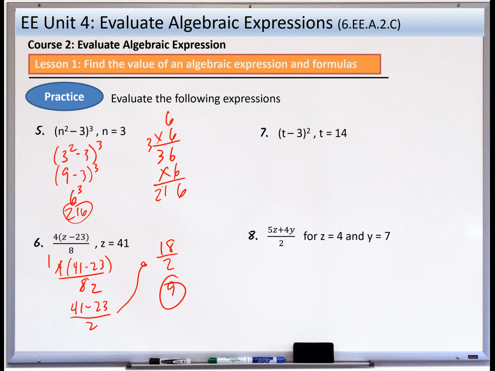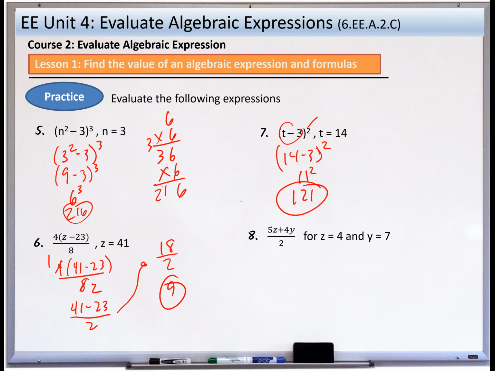Okay, t minus 3, where are we? About 5 minutes. Okay, we'll wrap this up. Then we take this whole thing and square it. So we're going to take 14 minus 3. Then we're going to square it. 14 minus 3 is 11. We square that, and we get 121.